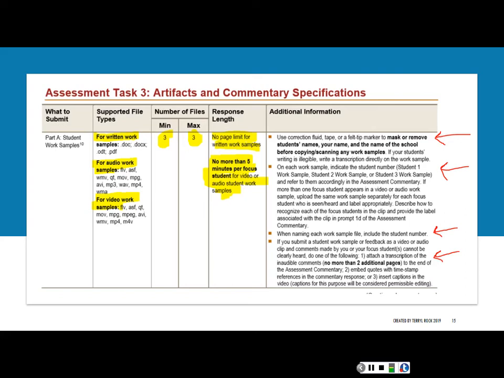And look, there's no page limit on the work sample. So if a person's got pages, this doesn't really apply usually to elementary, but it does for high school sometimes.